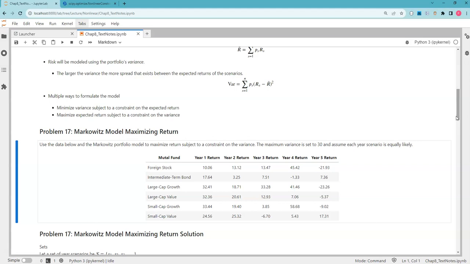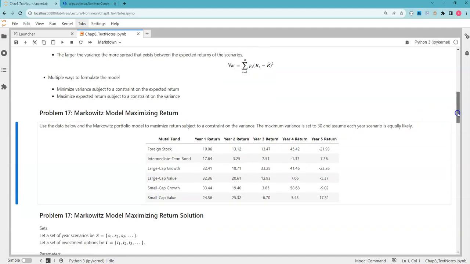The sets that we have here would be the investment options. That would be one set of things that we'd have to consider, and then another set would be these year returns on the top level as well. We would need to define nomenclature for each one of those. You can see we're using S for the set of year returns, so it'd be S1, 2, 3, 4, and 5, and I for the set of investment options, like foreign stock, maybe I1, intermediate term bond I2, and so on. Then we need the parameters, so we've got some data tied to these things.